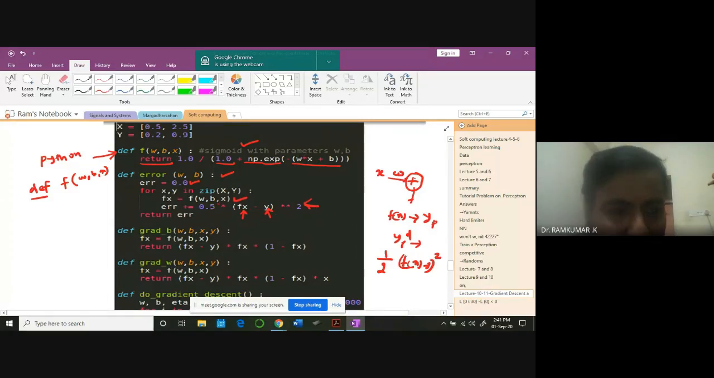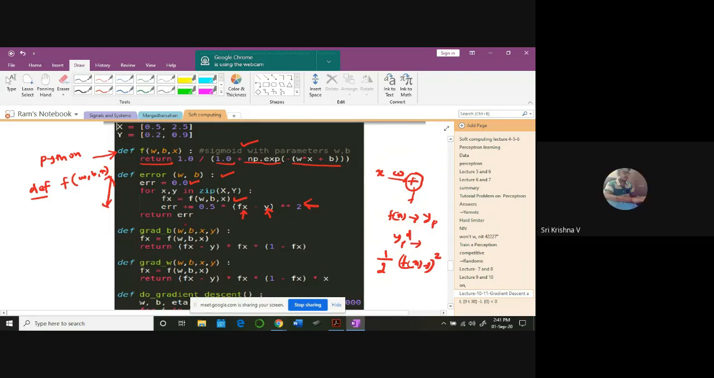Anybody having difficulty in seeing this function anywhere? Is it clear? Yes or no? Can I move? Can I move further? Yes, sir, it's clear. Krishna, Gurubara, Shavya, Lakshmi. Yes, sir, clear, sir. Okay.